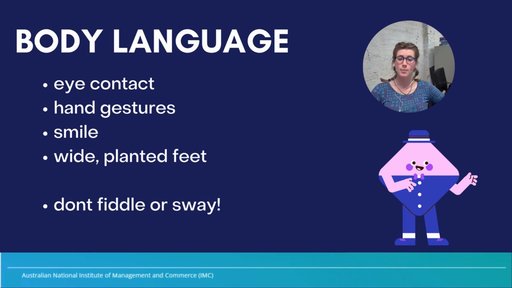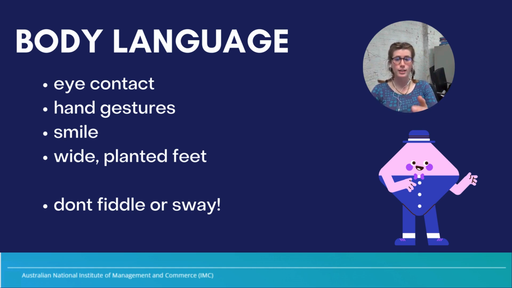The next element is body language. So that's what we do with the rest of our body, our face, our hands, and our stance as we're delivering this speech. So there's a few key parts of body language that we naturally pick up on when we are watching someone give a speech. So the first is eye contact. We can use eye contact to create a relationship with specific people in the audience.